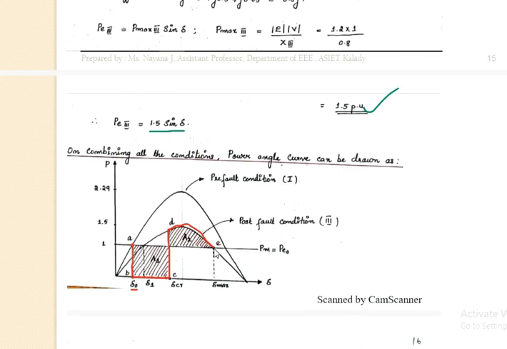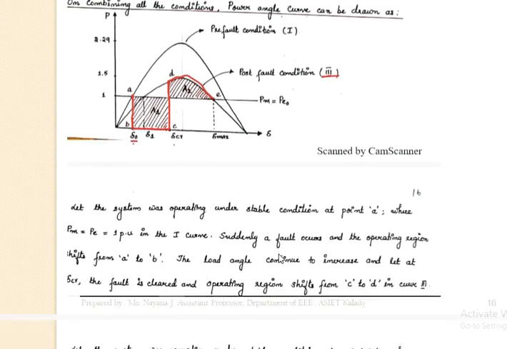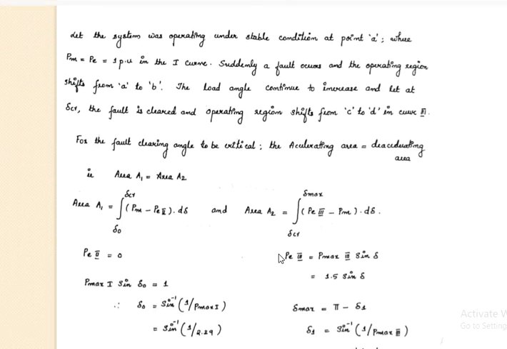So what is our case? For transient stability, these two areas should be equal. So what is the first area? The first area is from delta 0 to delta CR, PM minus PE. What is PE here? 0. Now the second case, deceleration, is from delta CR to delta maximum, PE minus PM. What is PE? The third case. Okay, minus PM. Now let's see the two areas.